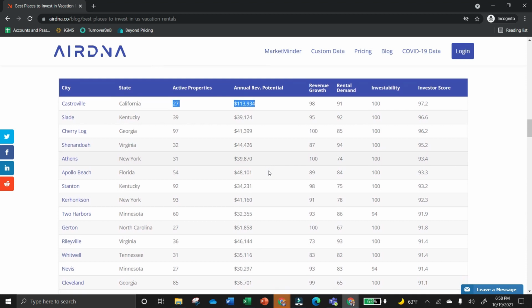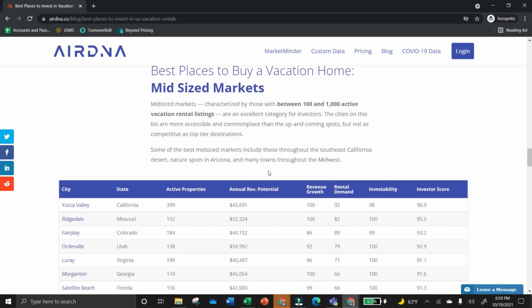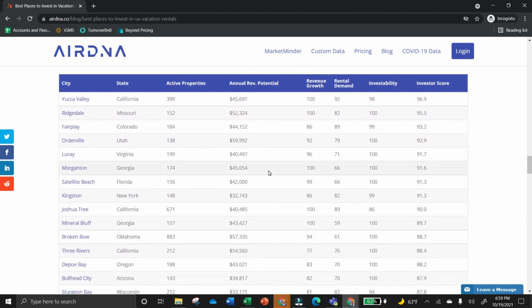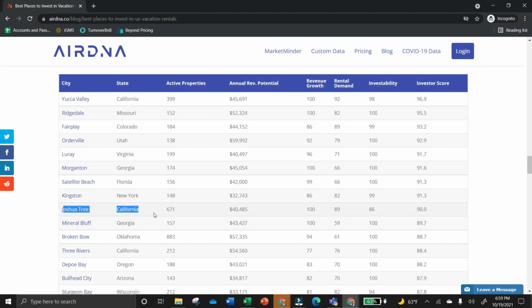So let's scroll down, and we got mid-sized markets. These are between 100 and 1,000 active rentals. So we're looking here, we see that the annual revenue potential is anywhere from 30 to 60,000. We see some names of some popular areas where we see Joshua Tree, California. And you know, there's going to be a respectable amount of Airbnbs in that area. But we want to be in a more established market.